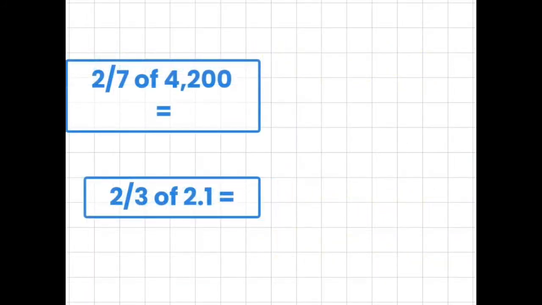For 2/7 of 4,200, first you need to figure out 1/7. So let's think of it as 42 divided by 7 equals 6. But then you need to add the 2 digits to the end, so it'll be 600. But then you need to times it by 2. So 600 times 2 equals 1,200.